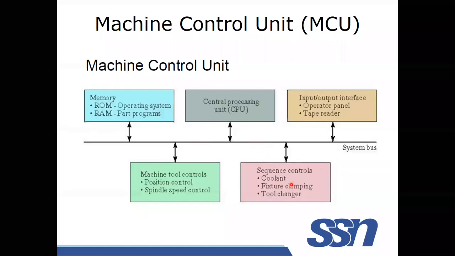And sequence control, coolant on off, fixture clamping and releasing the work job, and automatic tool changing, information is also given over here. Here, the central processing unit is available to perform the logical operations. Input output interface, as we know, is a pen drive or some other memory device used to store the program. So the components of the machine control unit are displayed in this slide.